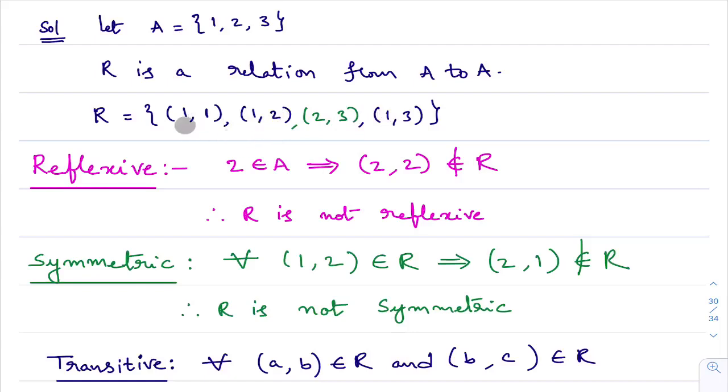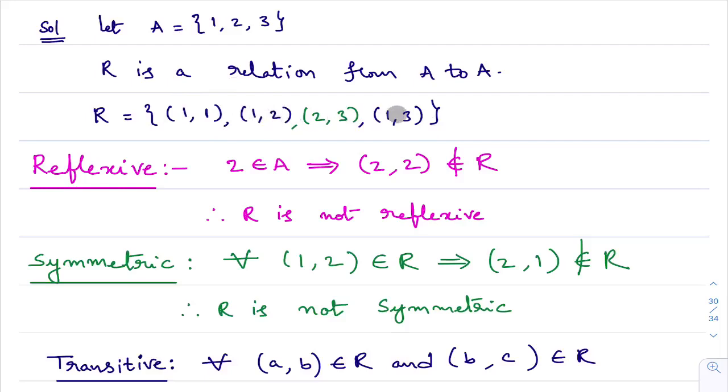You observe these two ordered pairs. They are of the form A comma B, B comma C. Catch this point. A comma B, B comma C. What is A comma C? A comma C is 1 comma 2. Is ordered pair 1 comma 2 there in this relation? Yes, here it is. Okay.